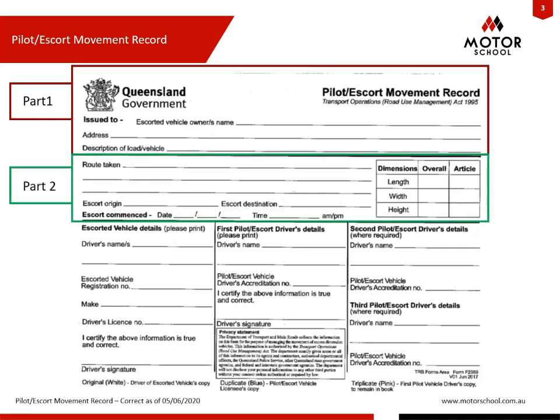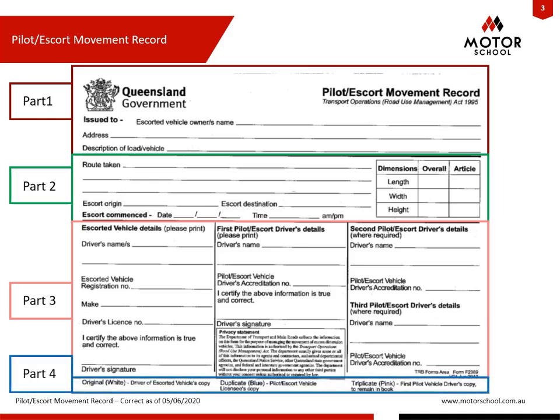The route taken and the dimensions. So here we look at where you've gone from and to, what roads you've used, what date it started, what time, and then the dimensions of overall, that's the truck and the load, and the article, which is just a load. Part 3 takes us to the people involved in the load. So here we have the truck driver, we then have the first pilot, the second pilot, and third pilot should that be the case. Lastly, part 4 is the distribution of the duplicate copies in the book.